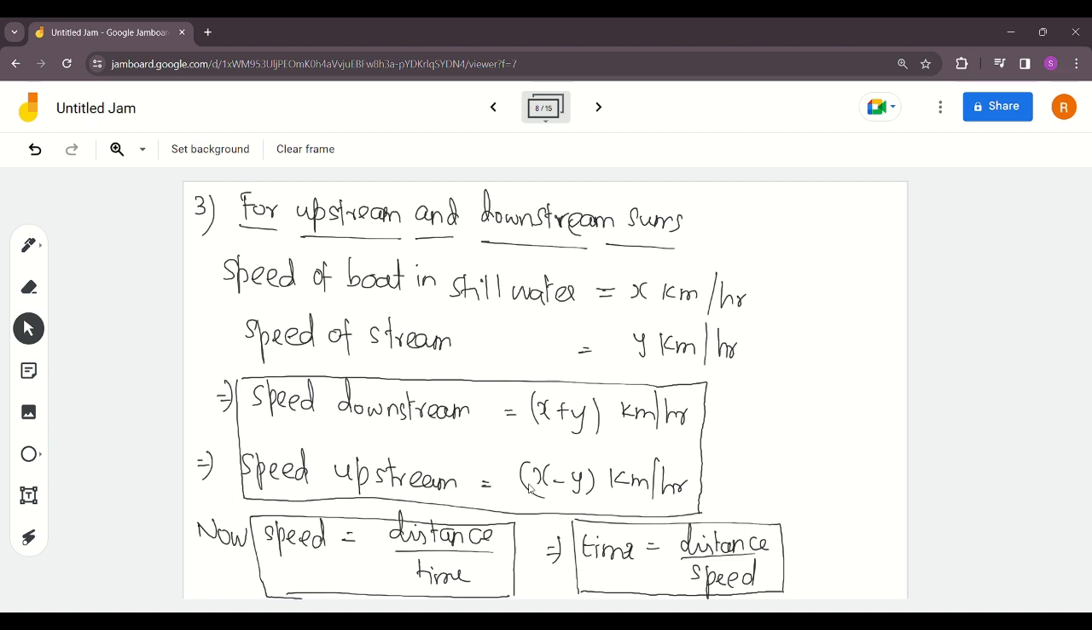So for downstream, you have to add, x plus y kilometers per hour. For upstream speed, you just have to subtract, x minus y kilometers per hour. Now use the formula speed is equal to distance by time, the very famous formula, and time is equal to distance by speed. Based on the data given in the question you have to solve.